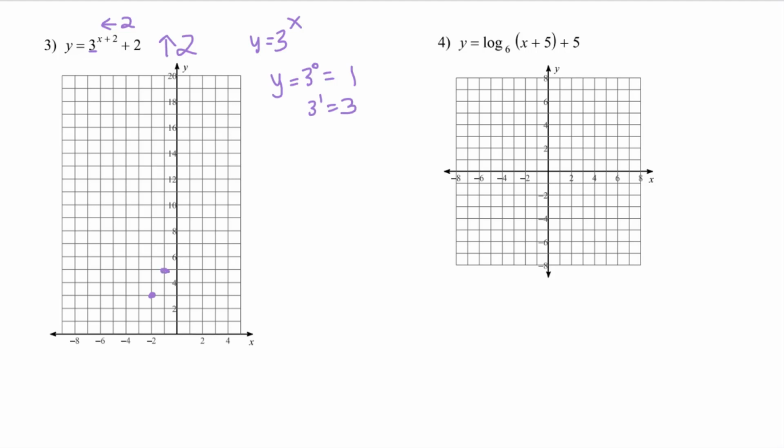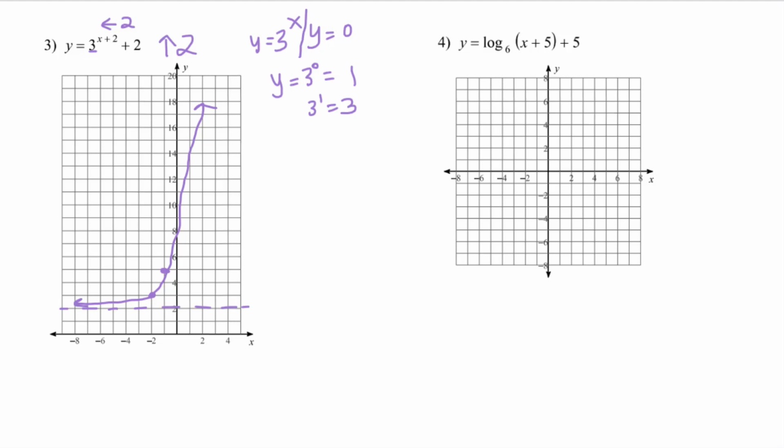And I also personally think it's really helpful to know where the asymptote is. Normally our asymptote is at y equals 0. And so left 2 doesn't make a difference there, but the up 2 is going to make it be at y equals 2. So we are going to go this way towards our asymptote, and then we're going to go this way away from our asymptote. And that is our exponential graph.